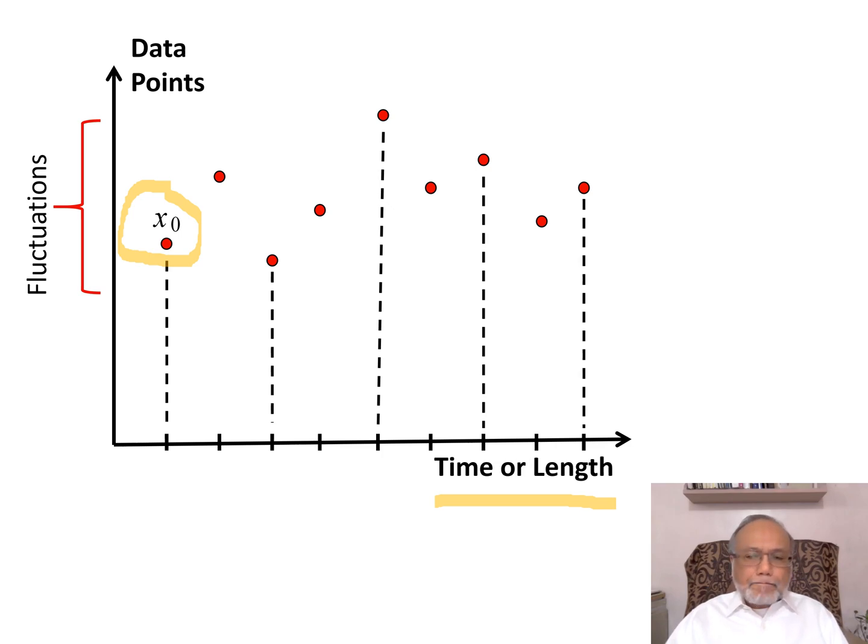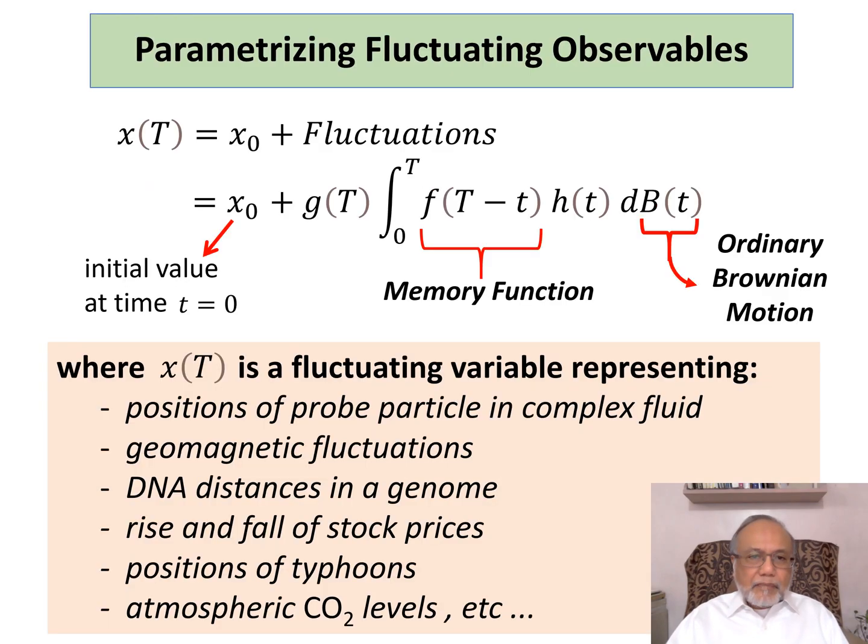So let us parameterize the fluctuating observables in this way. We have the starting point x sub naught plus the fluctuations. Now, the fluctuations we will write in this manner.